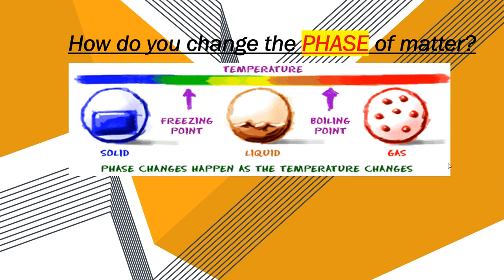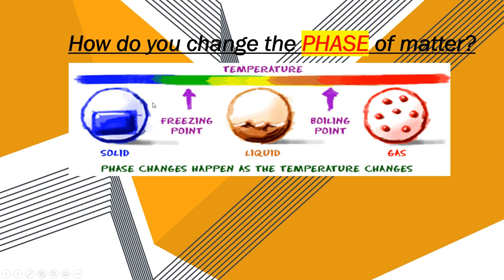So, how can you change the phase or the state of matter? We have a solid, we have a liquid, and we have a gas, because you know the names of the states. Phase changes will happen when you get a temperature change. So this represents a temperature line. We start at the blue for solid, and as we go up, you notice the color changes, and then we end up with the red to represent the gas. As the temperature changes, the state will change, either from solid to liquid, liquid to gas, gas to solid, gas to liquid, etc.